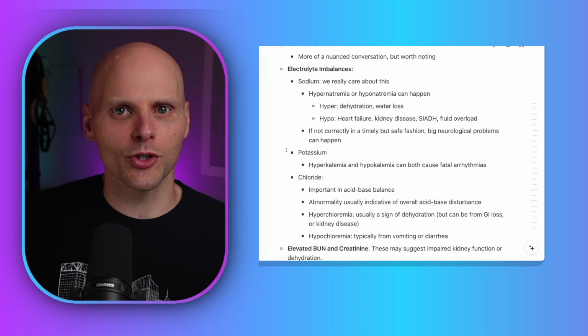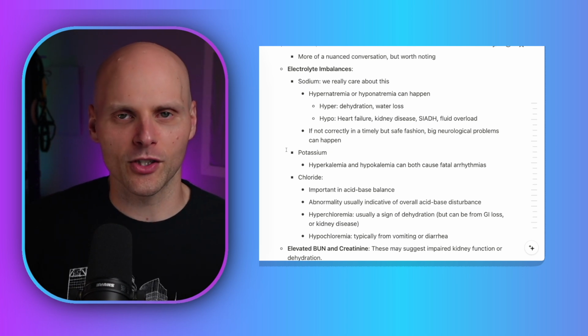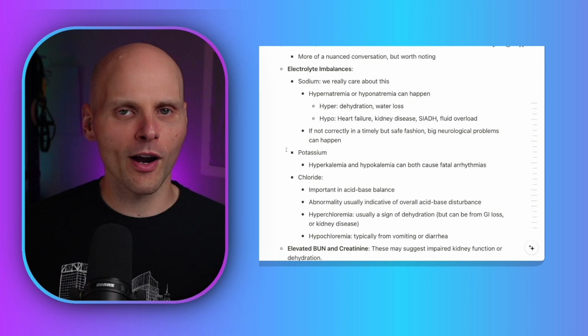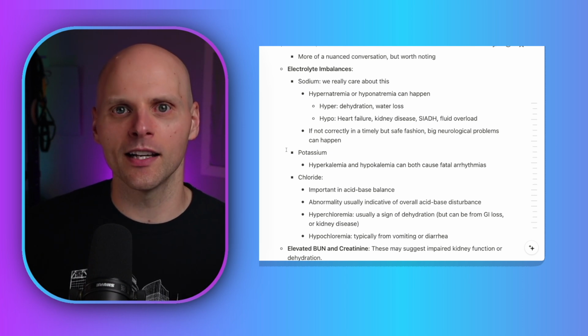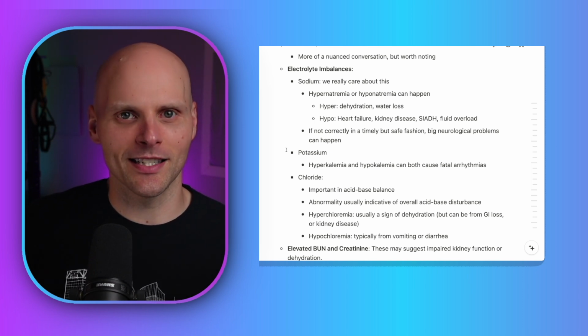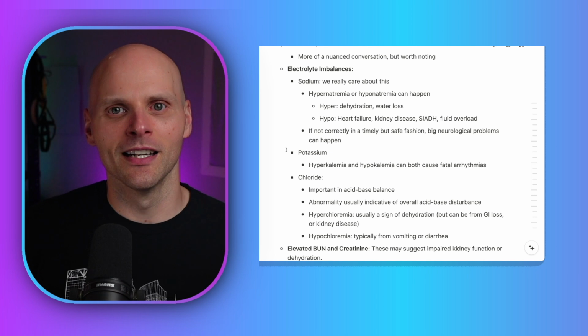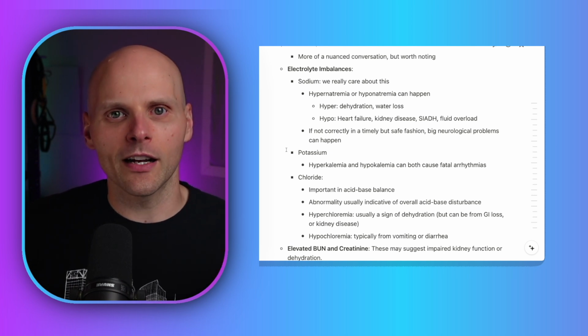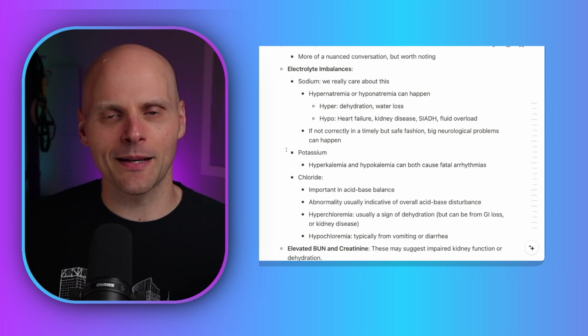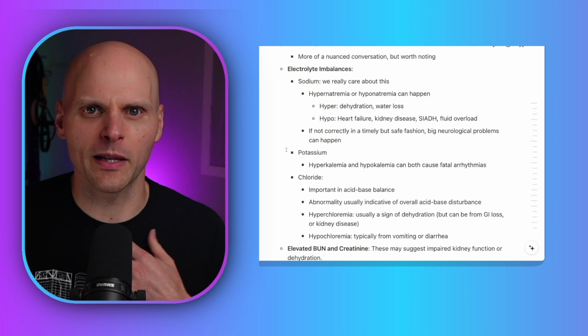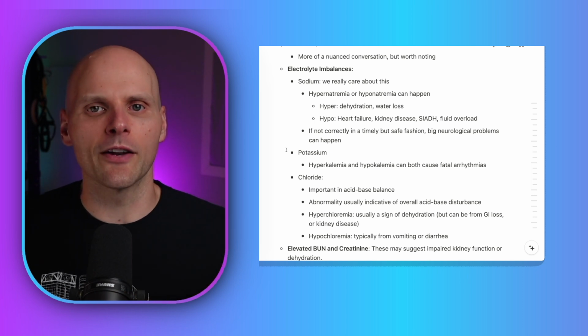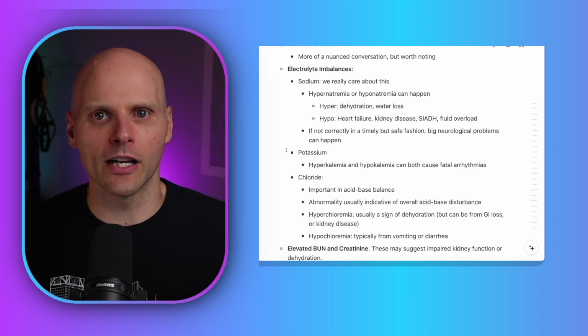An abnormality usually isn't indicative of an overall acid-base disturbance. Like if you say, oh no, my chloride's off, my acid base is off. No, that's a whole different thing. We talk about pH and VBGs and labs that we don't talk about here. But if you have hyperchloremia, elevated chloride, a lot of times it's a sign of dehydration potentially. It could be things like GI loss or kidney disease as well. And if you're low, sometimes it can also be from diarrhea or vomiting as well.